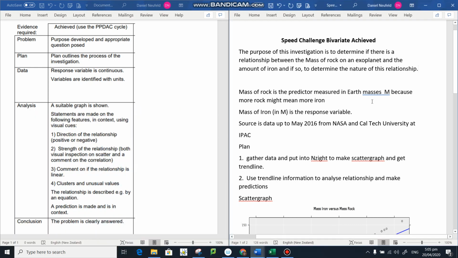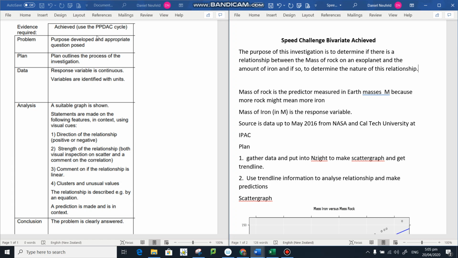Okay, this is a quick video on how to process your bivariate investigation. Now, I've chosen exoplanets because nobody really chose exoplanets on their data. I wrote my purpose statement. So, purpose is to investigate, determine if there is a relationship between. Now, I went with rock and iron because that seemed to make sense.